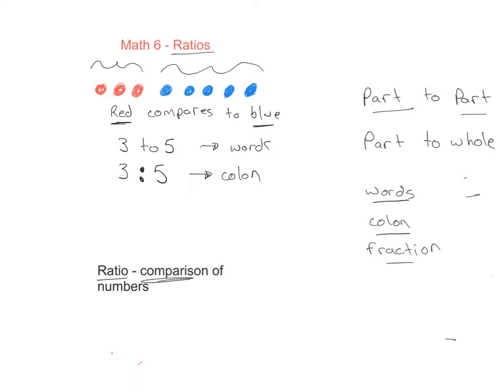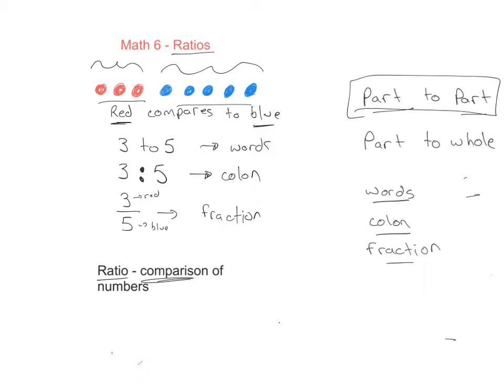The last way I could write this is I could write this as 3 over 5. I could write this as a fraction. 3 red, you can think of it as 3 red on top to 5 blue on the bottom. So this is written as a fraction. So we're just comparing two things. So all of these comparisons, 3 red to 5 blue, this is what we call a part-to-part ratio. It's comparing part of the number to another part.